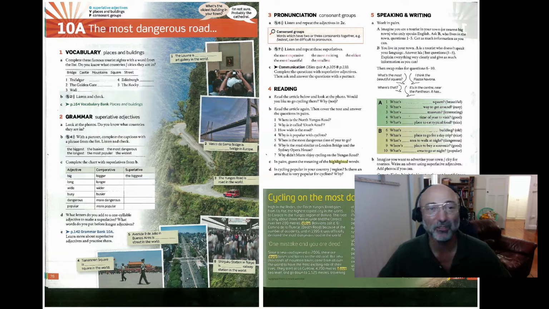In this unit we look at superlative adjectives, places and buildings, and consonant groups. As you can see, section 1 is vocabulary, and then grammar, and then pronunciation, and reading, and speaking and writing. Let's get started.